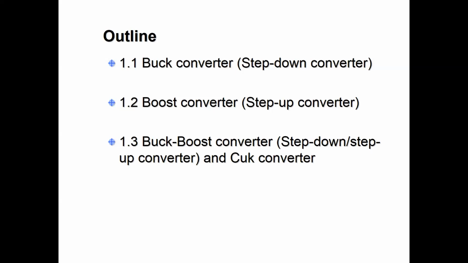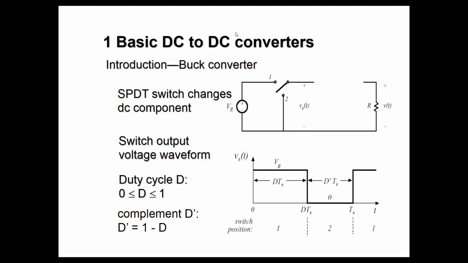So these are the course outlines. We will go through some of the basic DC to DC converters. Normally we have one called a step down converter. These are those converters which step down the DC power supply. I mean, if its input is 10 volts, the output will be less than 10 volts. So these are called buck converters. Then the second one is the boost converter. These converters step up the input.